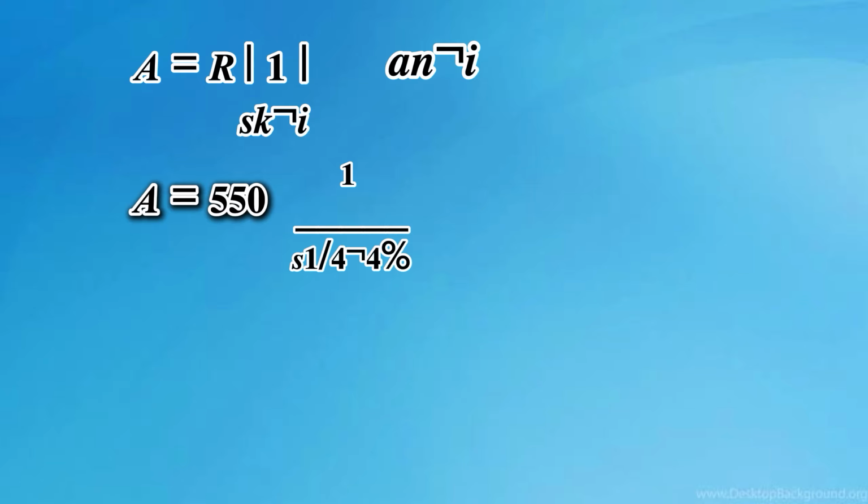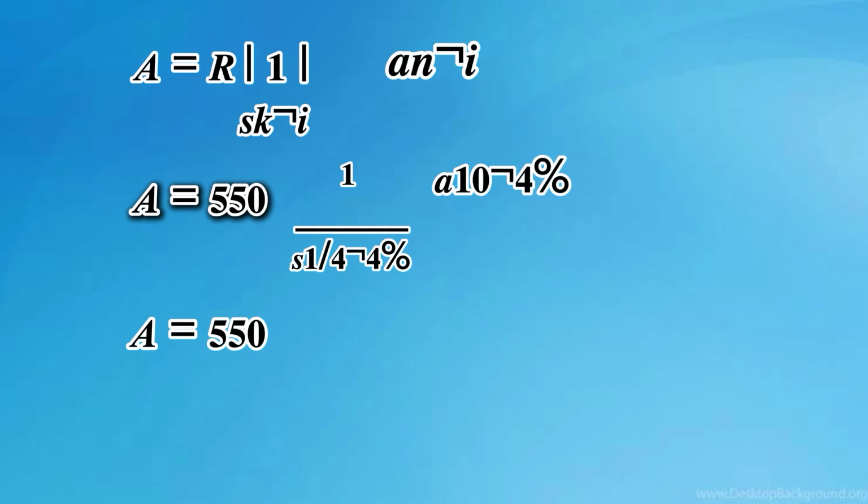And we're going to substitute with our formula. First, we're going to solve for the amount. A equals R times 1 over S_K angle I times A_N angle I. A equals 550, 1 over S 1/4 angle 4%, times A 10 angle 4%. A equals 550. So we are going to look it up in table 7 or 8. We are going to look for the 1/4 of 4%.